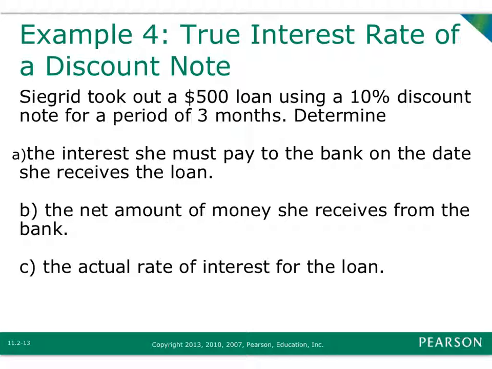In this example, Sigrid took out a $500 loan using a 10% discount note for a period of 3 months. We want to determine the interest she must pay to the bank on the date she receives the loan, the net amount of money she receives from the bank, which is the discount loan amount, and the actual rate of interest for the loan.